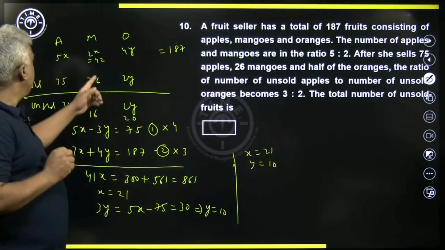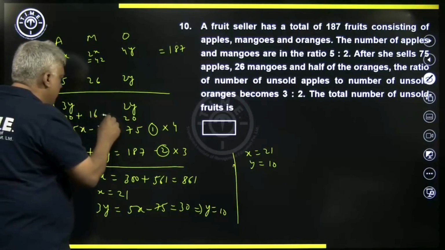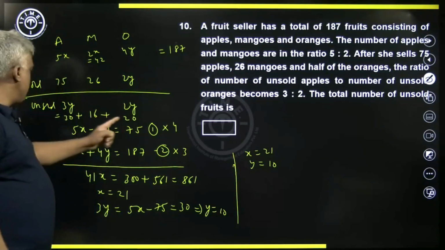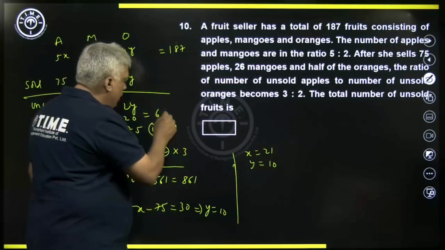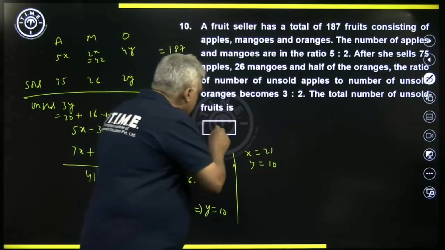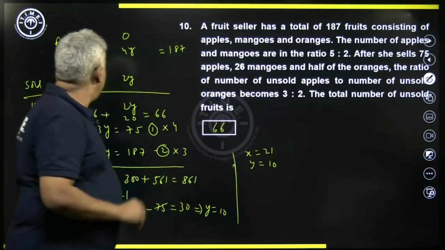Now, total fruits unsold: 30 plus 16 plus 20. 30 plus 20 is 50, 50 plus 16 is 66. So total unsold fruits is 66, that is the answer. I hope this is clear.